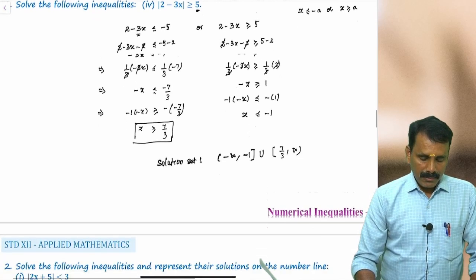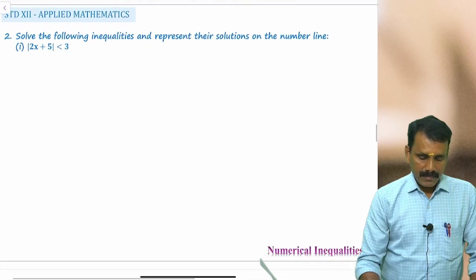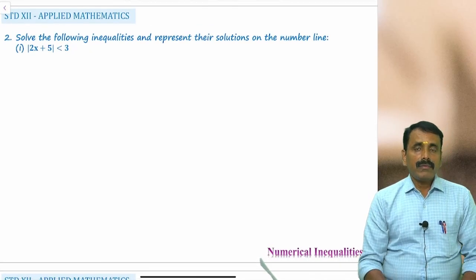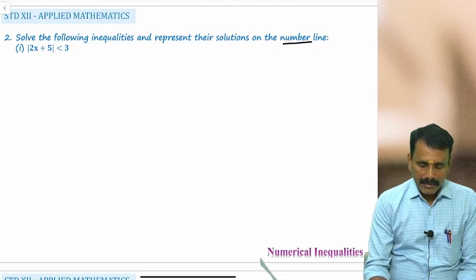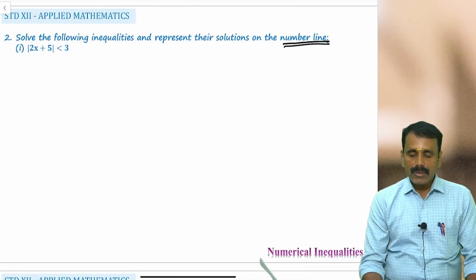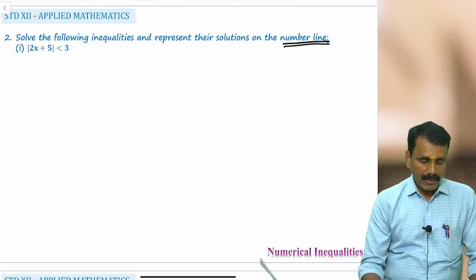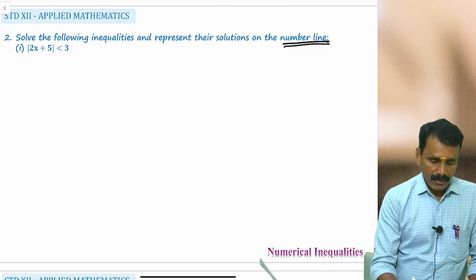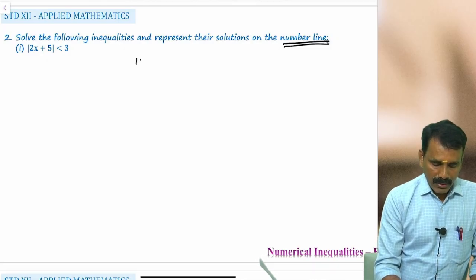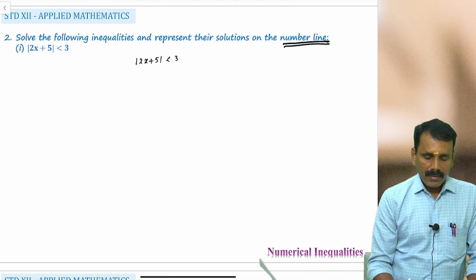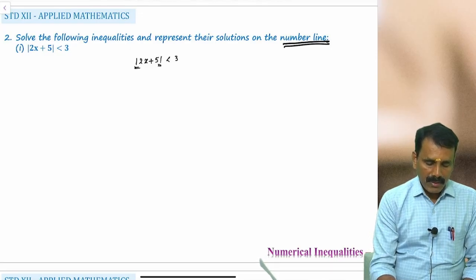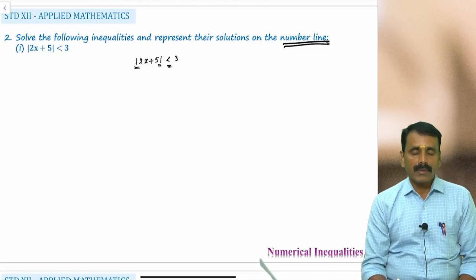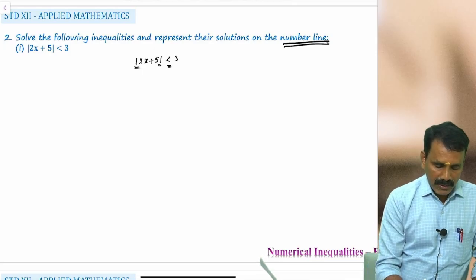Now let us consider another problem. Here we are going to do the same thing, but we are going to mark the solution set in the number line. Same procedure we are going to follow. No change. So modulus of 2x plus 5 less than 3. So what are the things we see in this inequality? In this inequality we are seeing the modulus symbol and we are having less than. So how to find the solution for this? How to start the solution?